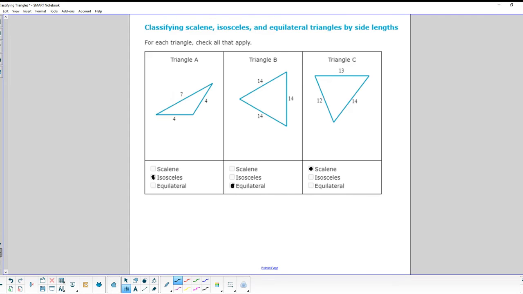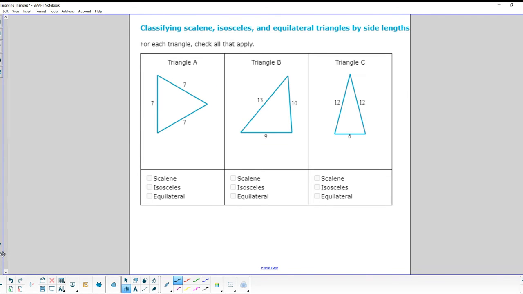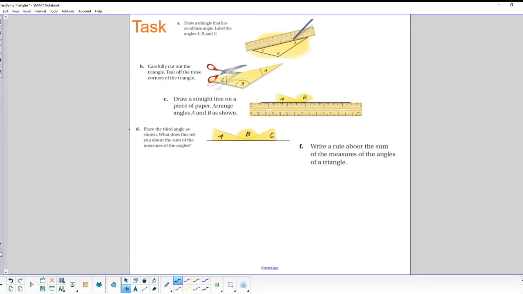Okay, moving ahead. Let's try another one. This first one, all three sides of the triangle are the same, so equilateral. This next one, you got three different sizes, so that's going to be scalene. And this last one over here, you have two sides that are the same length, so that would be isosceles. All right, let's keep on moving.